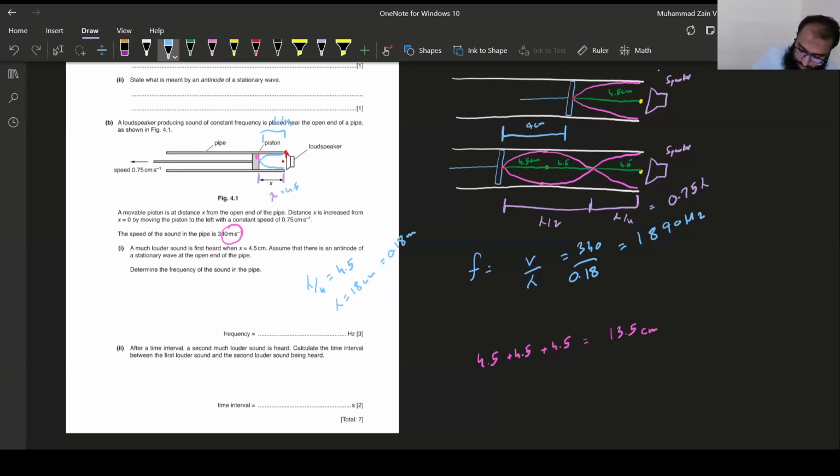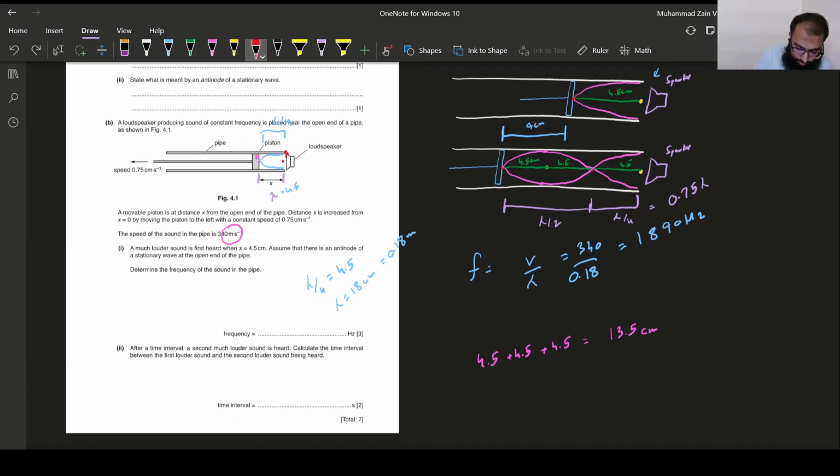Obviously, ignore the first drawing. It's not drawn to scale, so obviously you can't say that this point is somewhere here. Just ignore that part. But the key thing is that my piston has moved a distance of 9 centimeters behind. So the piston moved 9 centimeters between the time I heard the first stationary wave and the time I heard the second stationary wave.